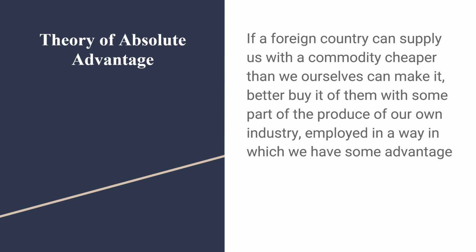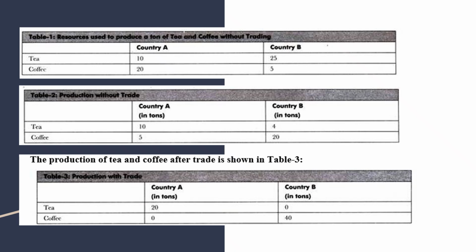So if a foreign country can supply us with a cheaper commodity, then we ourselves can make it or better buy it from them with some part of produce of our own industry. So let me explain this with an example. Under classical trade theories assumption, we had seen there will be only two countries and those two countries will be producing two goods, right? So here there is an example between two countries like country A and country B.